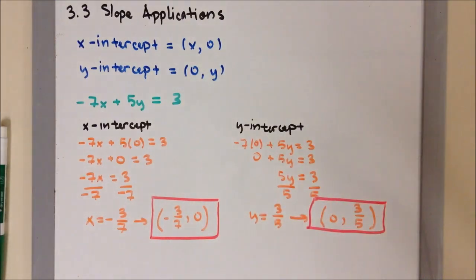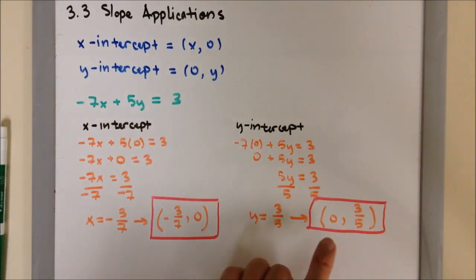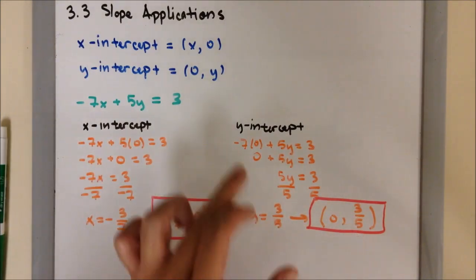So again, make sure to remember to have 2 answers when you're doing the x and y-intercept. Negative 3 over 7, comma 0 for the x-intercept. 0, comma 3 over 5 for the y-intercept.